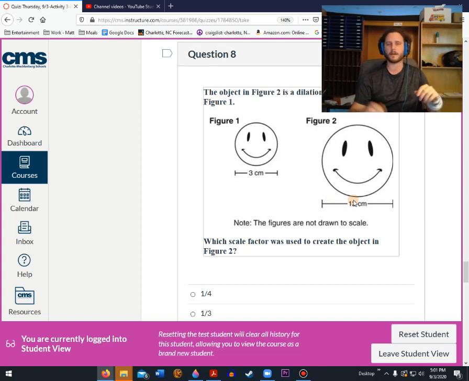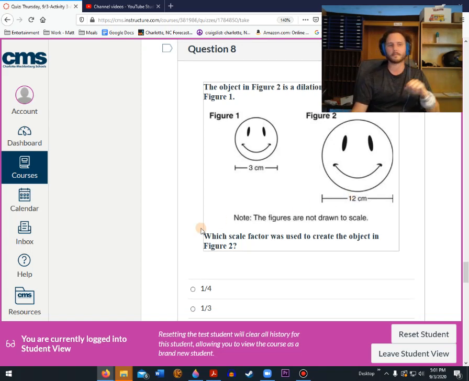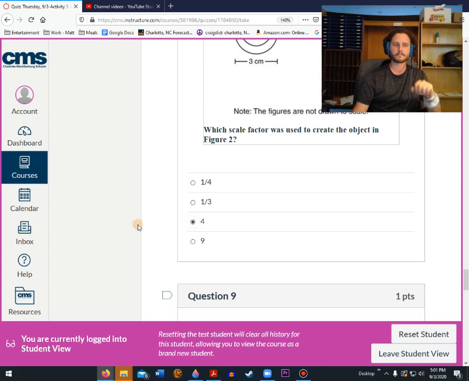3 times 2? No, that's 6. 3 times 3? No, that's 9. 3 times 4? That's 12. Got it. It's times 4. That's all there is to scale factors.